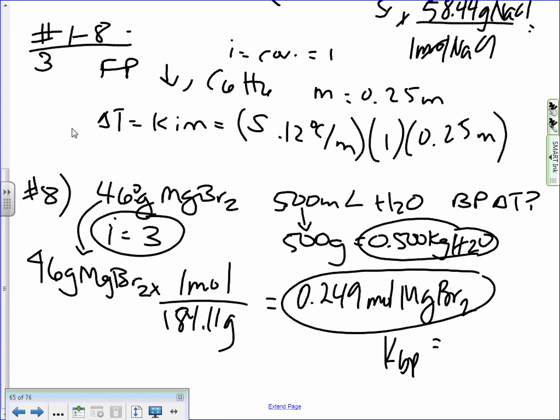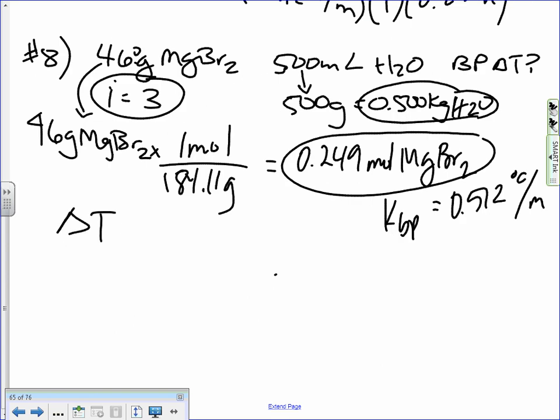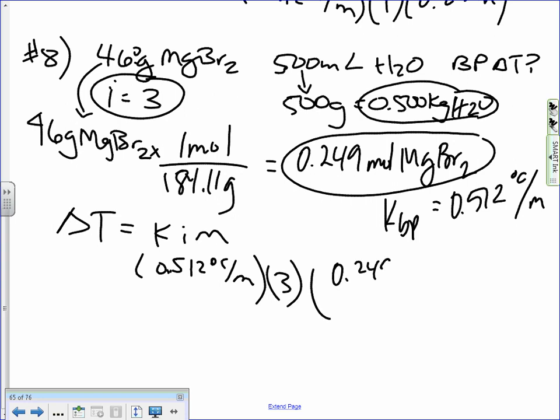K is the solvent constant. So that's for water 0.512 degrees C per molal, and that's just the value I would always give you. But on this question, you guys have your books available to you. So all this lovely data will allow us to plug into KIM. So 0.512 degrees C per molal, I have 3 for magnesium bromide, and molality is 0.249 moles divided by the solvent kilograms, 0.500 kilograms, to give us our basic setup.